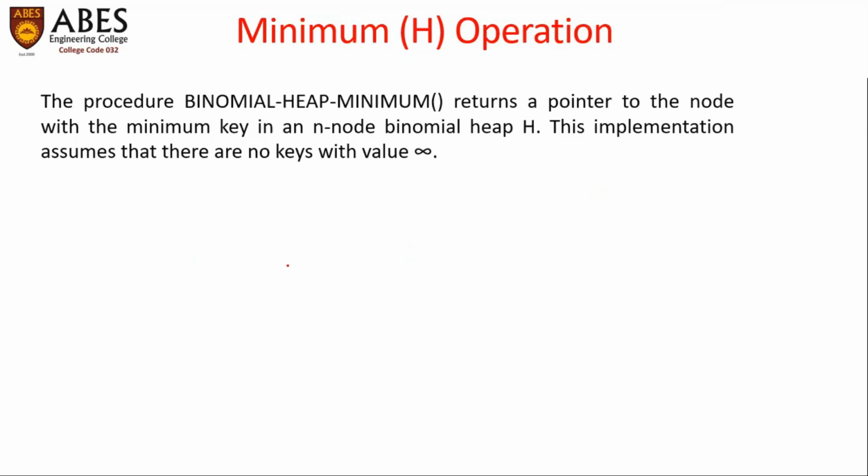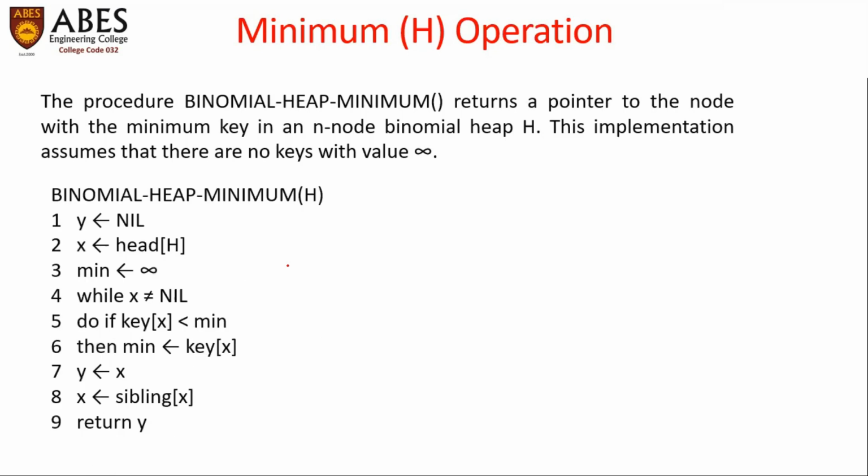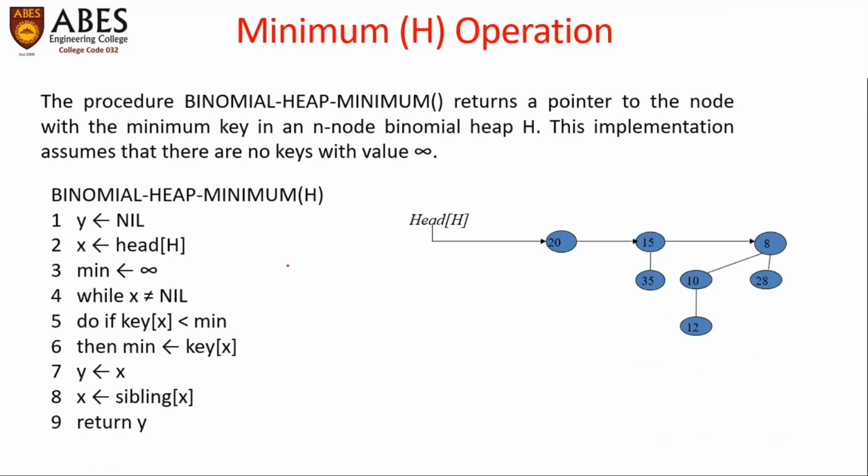Now the second operation is the minimum operation, which means we want to find the minimum key from our binomial heap. So how are we going to find it? This is the pseudocode that we have to follow to find the minimum element, or the minimum key, from our binomial heap. We're going to dry run this pseudocode on this particular example to make it clearer. So let me start with the dry run.